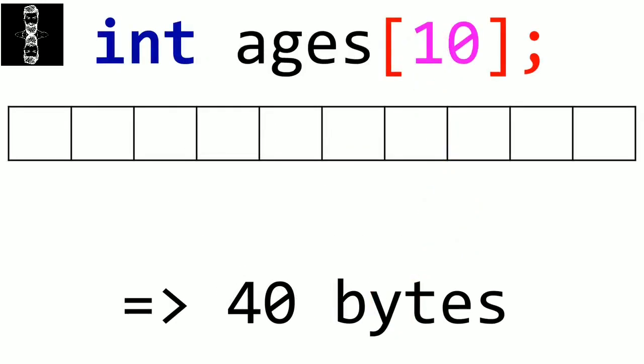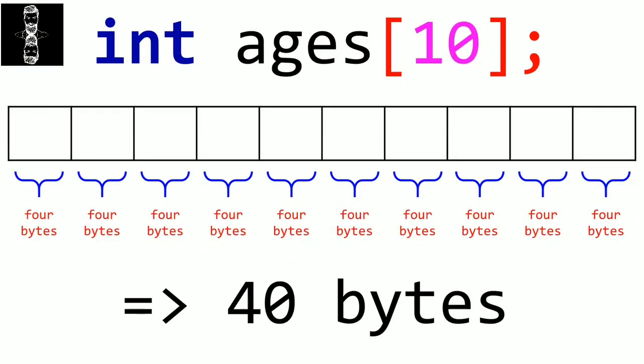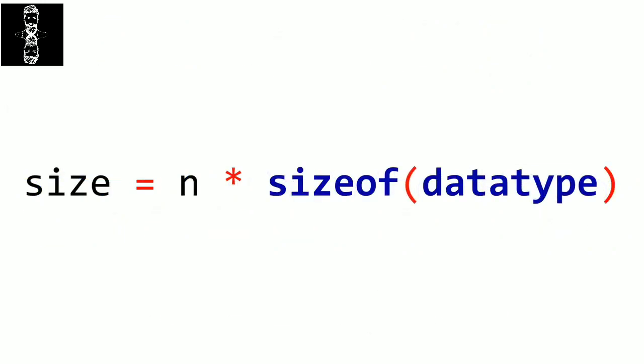Before diving into them, we have to know how much size an array occupies. If we have an array of 10 elements of type int, and each element occupies 4 bytes because it's of type int, 10 multiplied by 4 is 40, so the array occupies 40 bytes. So in general, the size of an array is the number of elements multiplied by the size of each element depending on its data type.